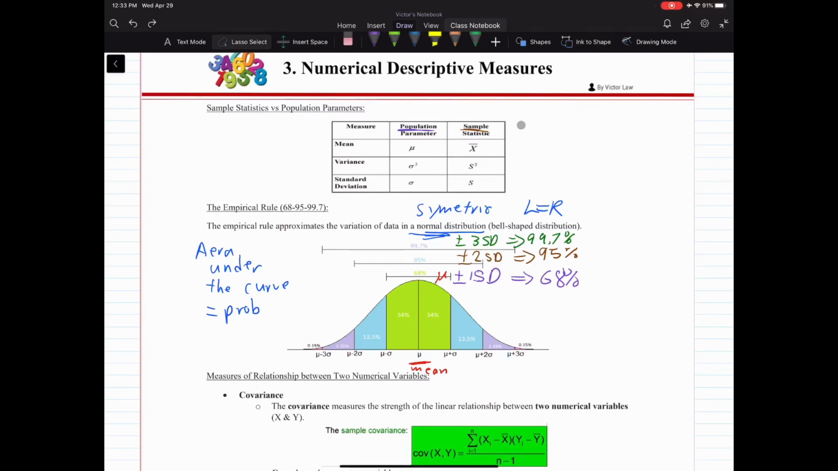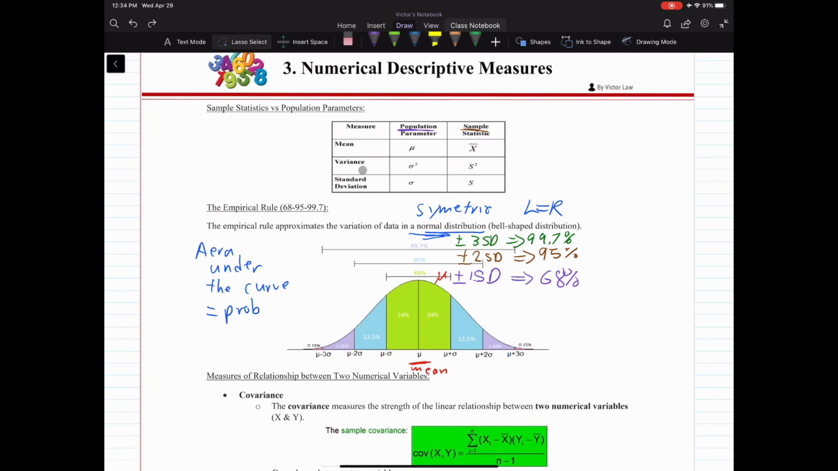So next we have some notations that you need to know for comparing sample statistics and population parameters. When we're looking at the mean, the notation for population mean is your mu, and then your x bar is for sample mean. So population mean is your mu, and sample mean is your x bar.